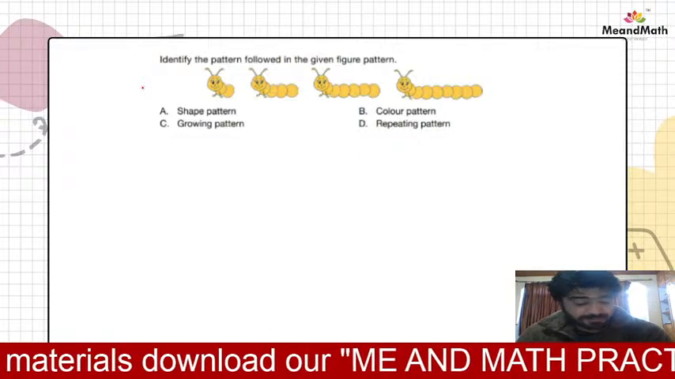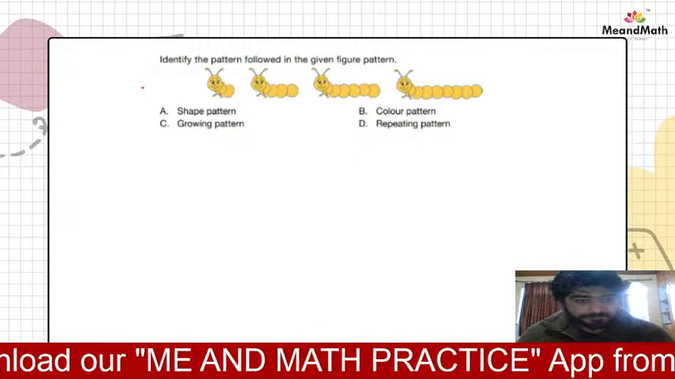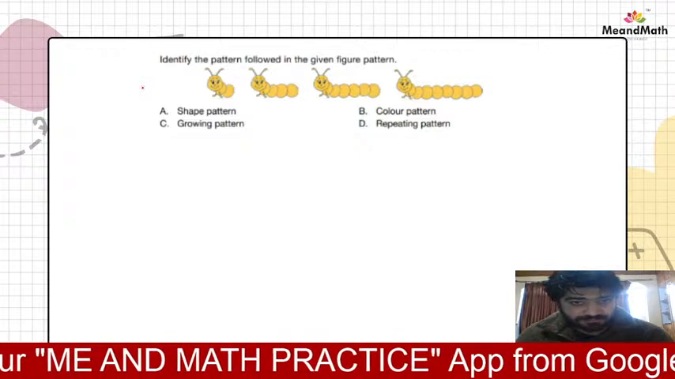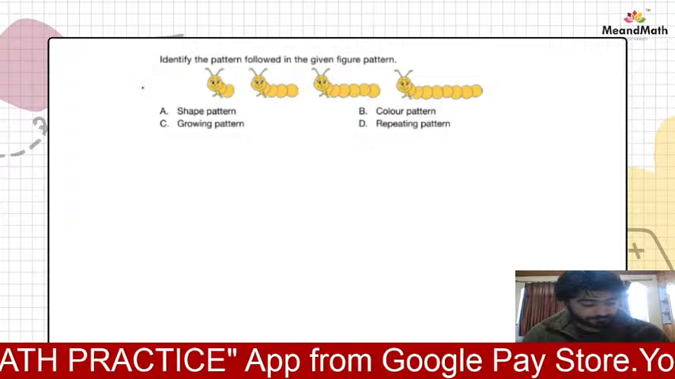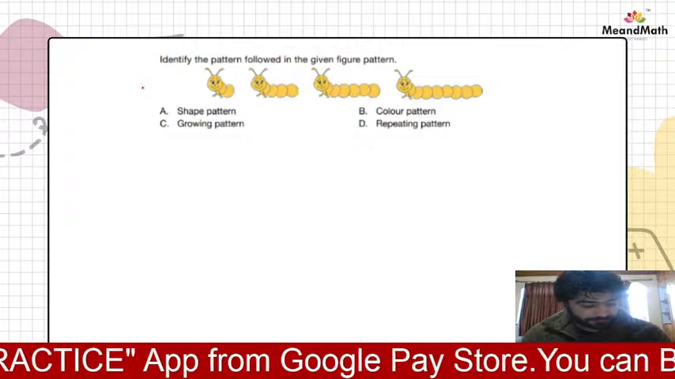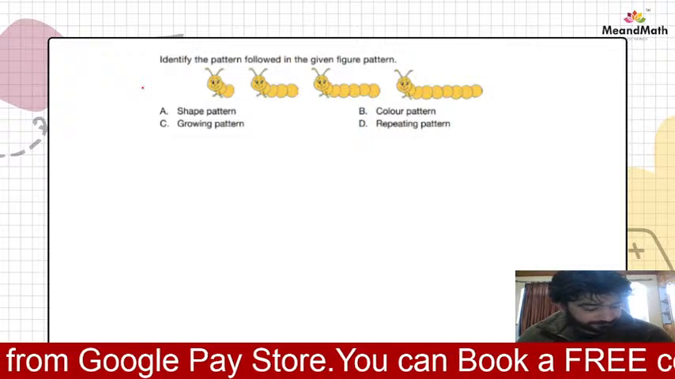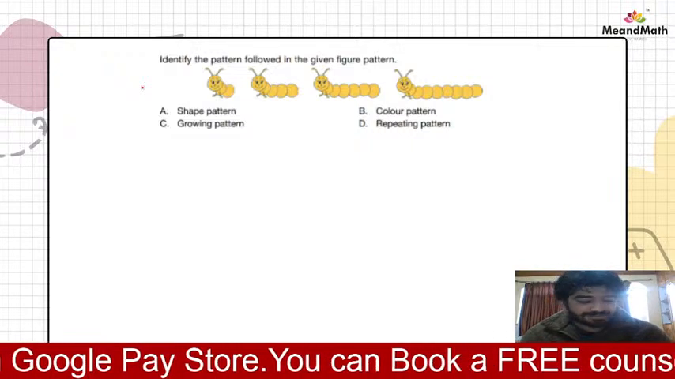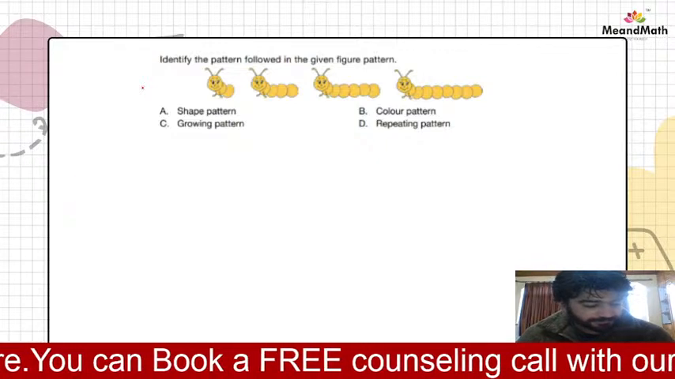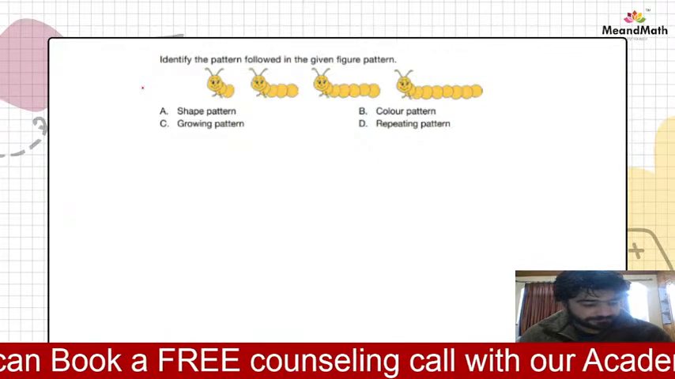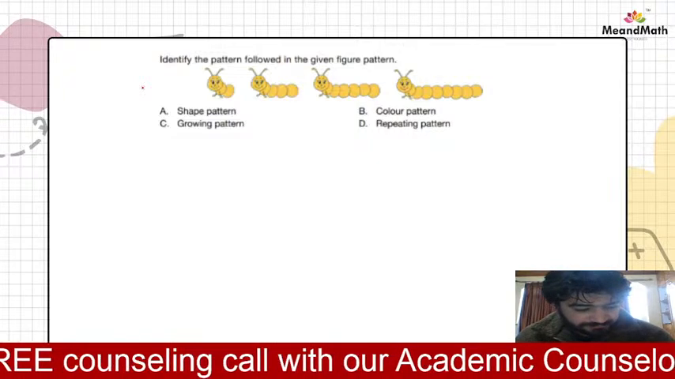Krish has answered option number C. What will others answer? Come on, Arya. Come on, others. Identify the pattern followed in the given figure. Come on, guys. Tell me. Yes, thanks for the emojis, but you have to give the answer also. So come on, identify the figure.